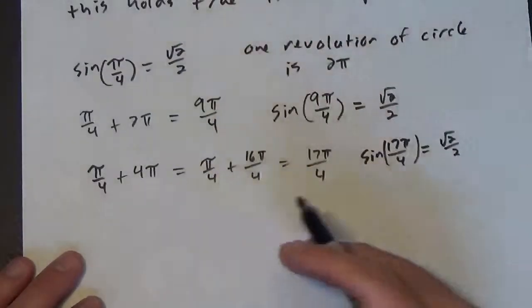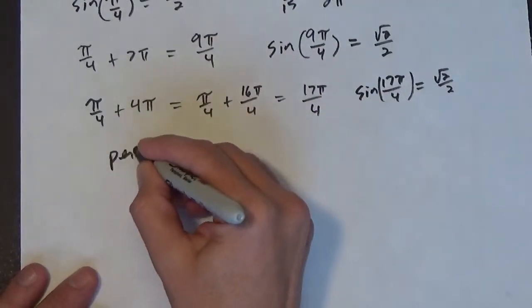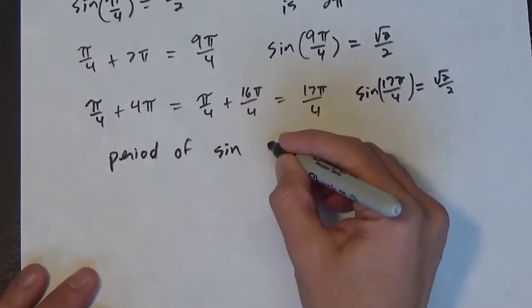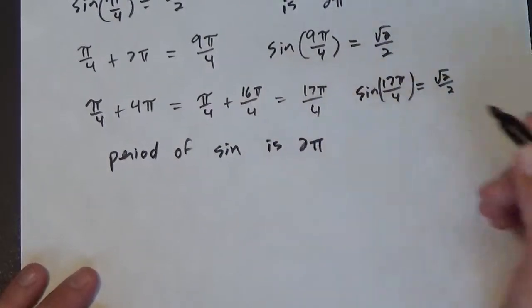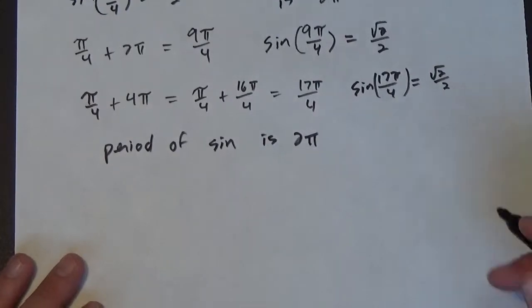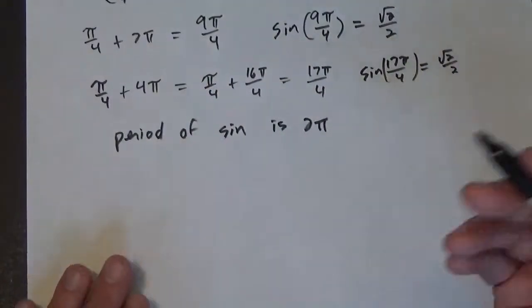Now, because we can keep on adding 2 pi to it, that means the period of sine is 2 pi. Of course, this is the way it works for cosine too. The period of cosine is also 2 pi.